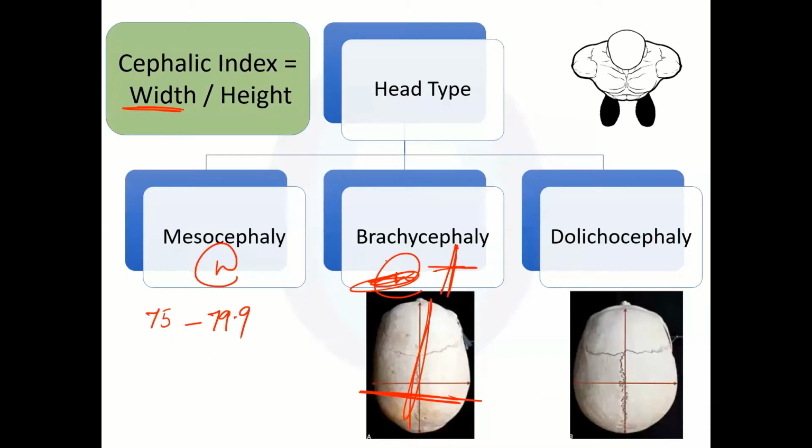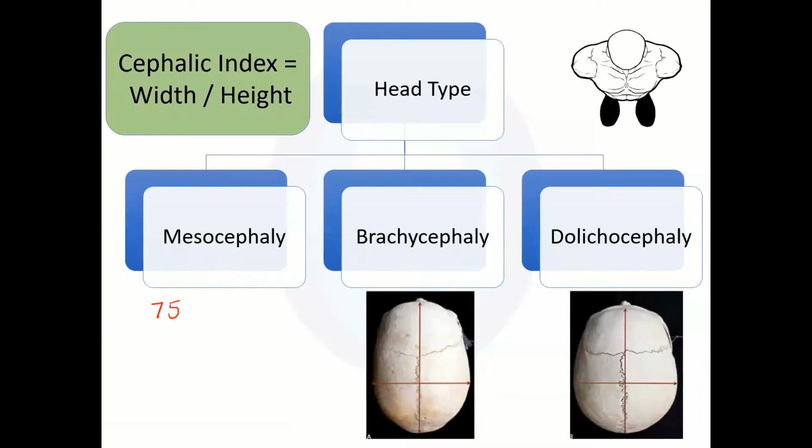Brachycephalic, what is the range? Normal is 75 to 79.9. Brachycephalic is more, which is 80 to 84.9. Yes, actually, I'm sorry. These photographs, I have put them the wrong way, so the images are altered. Brachycephaly is short and broad. Dolichocephaly is long and narrow. Yes, you're correct. Thank you.